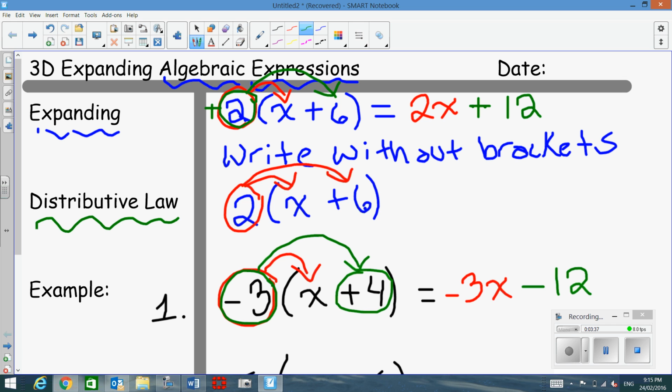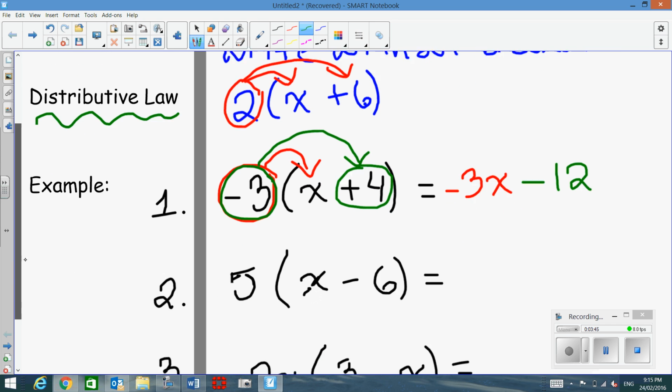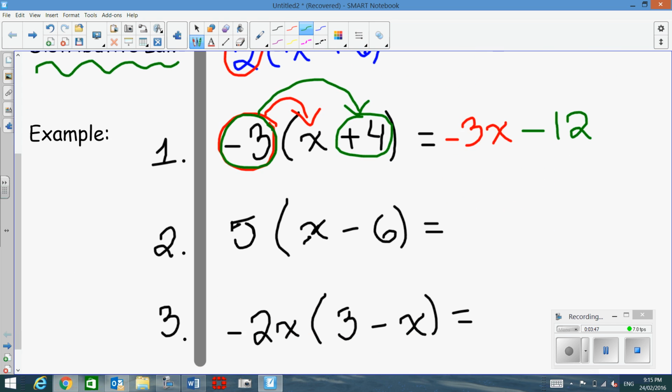So remember, that minus sign has two meanings. It means minus 12, but it also means that our 12 is negative. Looking at our second example, I'm going to use the same two colors. I'm going to take our positive 5 and distribute it or multiply it by the x, and I will get 5x.